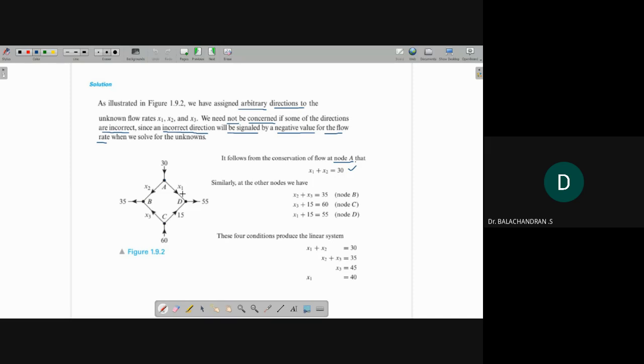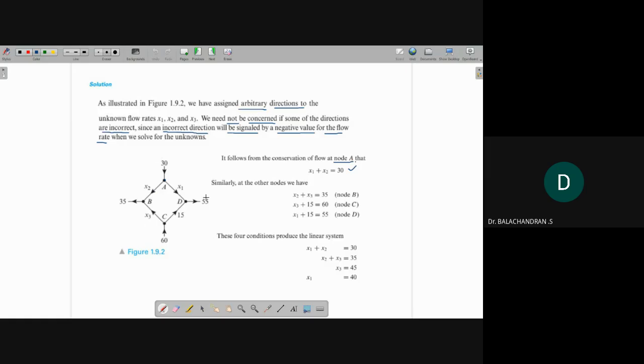So the direction is arbitrary. You can put it either this way or the opposite way. That is not a problem. The direction is your choice. We need not be concerned if some of the directions are incorrect, since an incorrect direction will be signaled by a negative value for the flow rate when we solve for the unknowns. So once we receive the negative value, then we will change the direction.